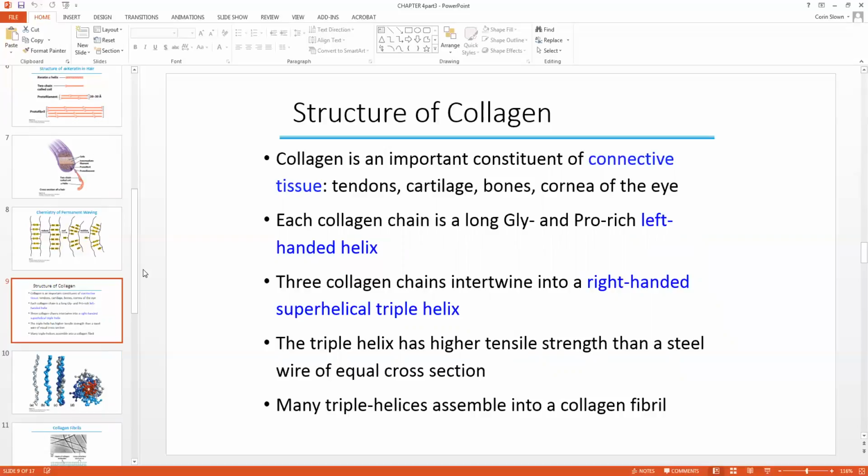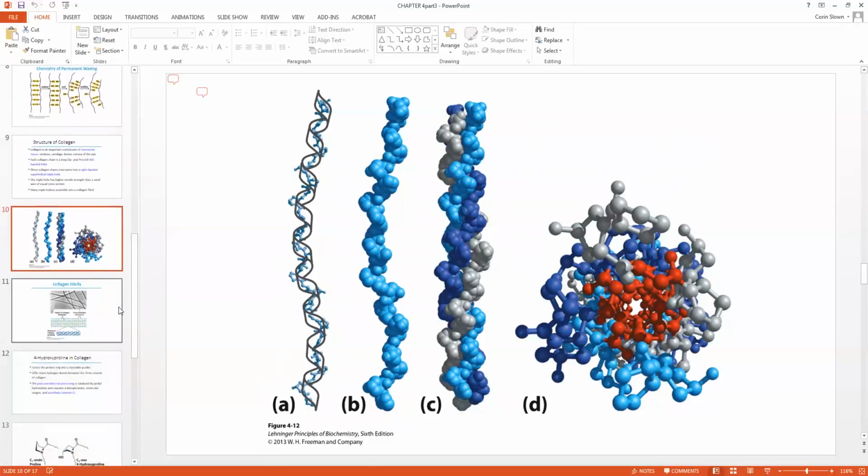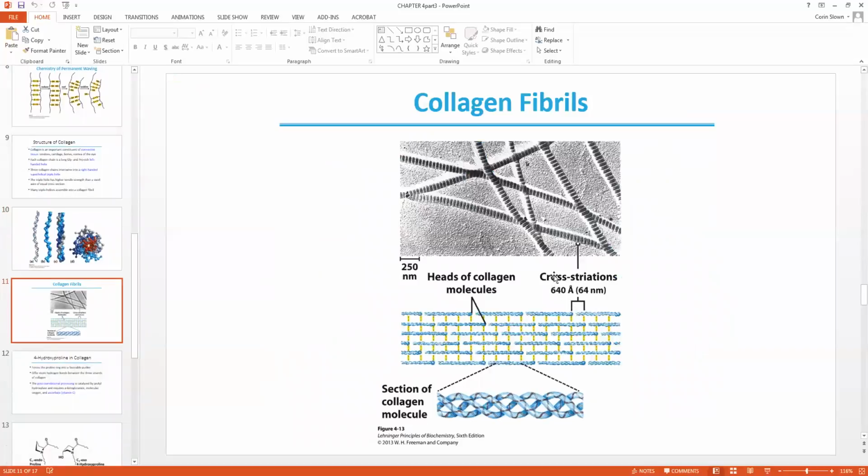Many triple helices can then assemble into a collagen fibril. This is what we can see here. This is what we mean by a fibrous protein, and this is your triple helix of collagen. If you look at the collagen fibrils, you can see the heads of the collagen molecules and look at a subsection of that to see the structure of that triple helix again. Now, it's useful to think about these 3 left-handed helices that wrap around each other in a right-handed spiral.